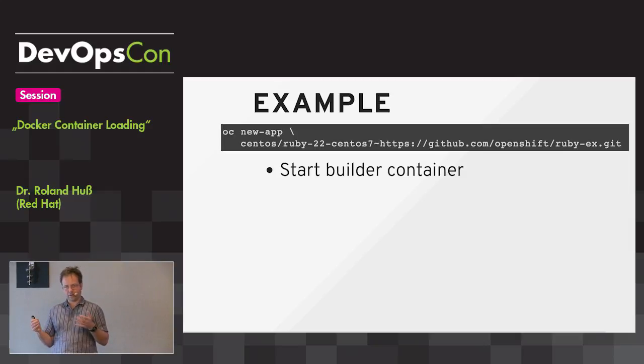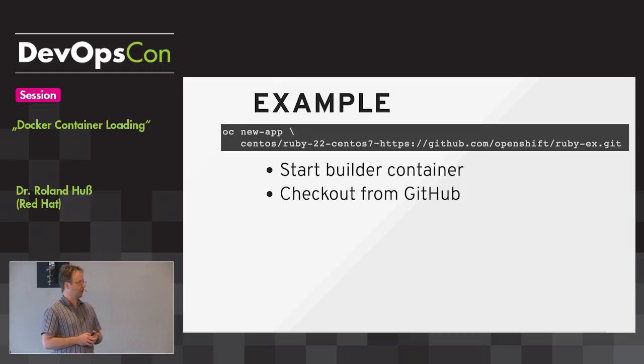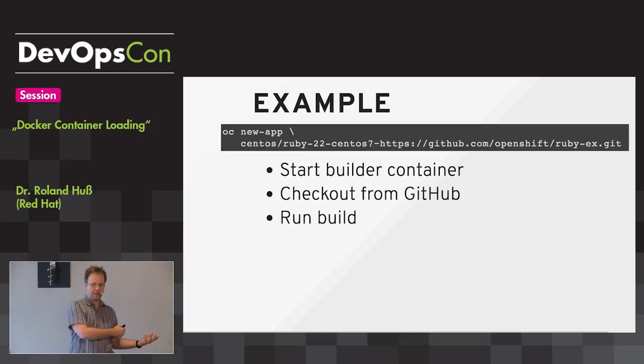So what OpenShift now does, it simply starts this builder container, in that case this Ruby image. It checks out the source from GitHub and then runs the build. There are certain scripts within the builder image which are called now. One of them is called assemble, /usr/local/sti/assemble. This assemble script gets as argument the local directory of the source code within the container. And then depending on the builder image, of course, this assemble script creates something.